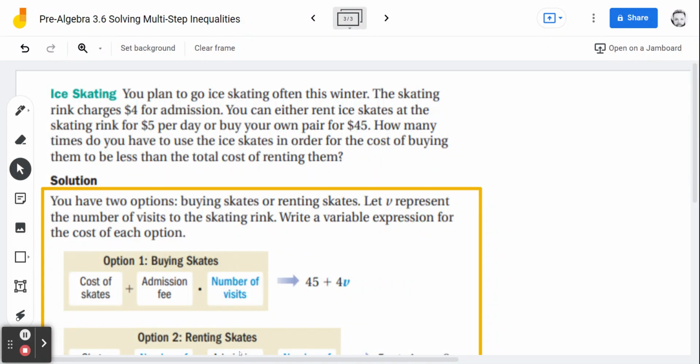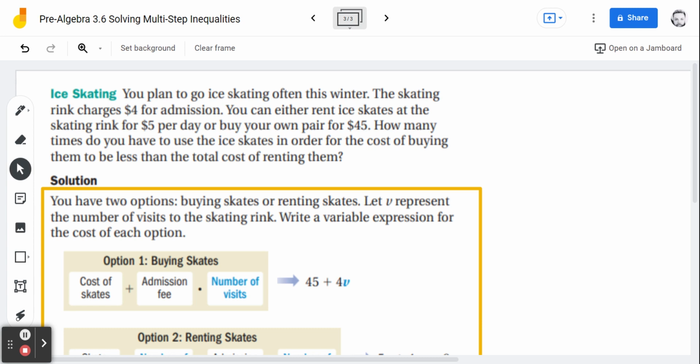All right, so now for this next problem, it says you plan to go ice skating often in the summer. The skating rink charges $4 for admission. Either you could rent the skates at the ice skating rink for $5 per day, or you could buy a pair for $45. How many times do you have to use ice skates in order for the cost of buying them to be less than renting them? So that makes sense.